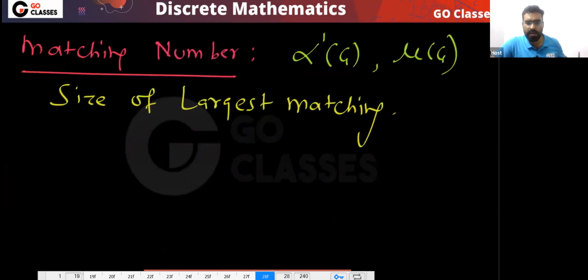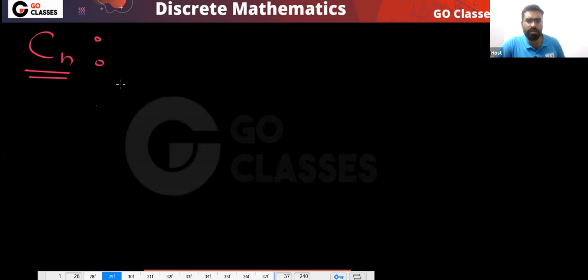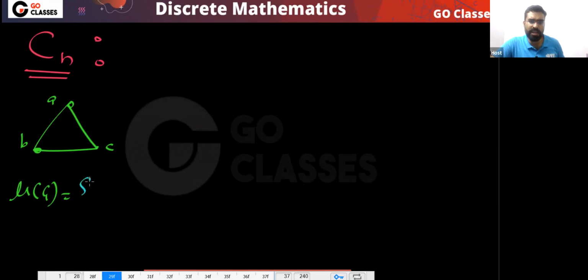Now, matching number means the size of the largest matching. What is the largest matching you can create? That is your matching number. So let's see the matching number of Cn. What is the matching number of C3? I can say mu. How many edges can you take? See, only one edge you can take, right?